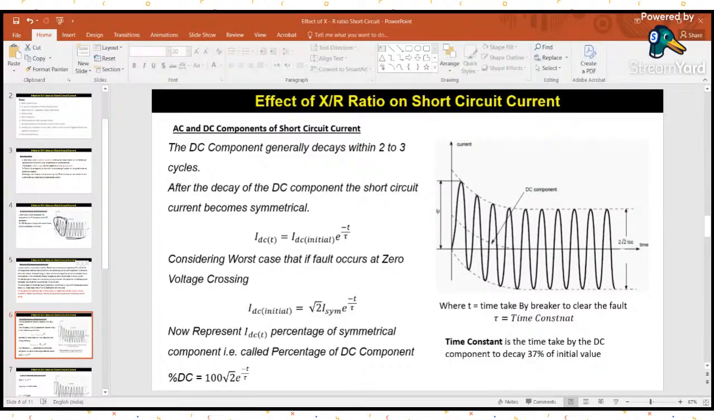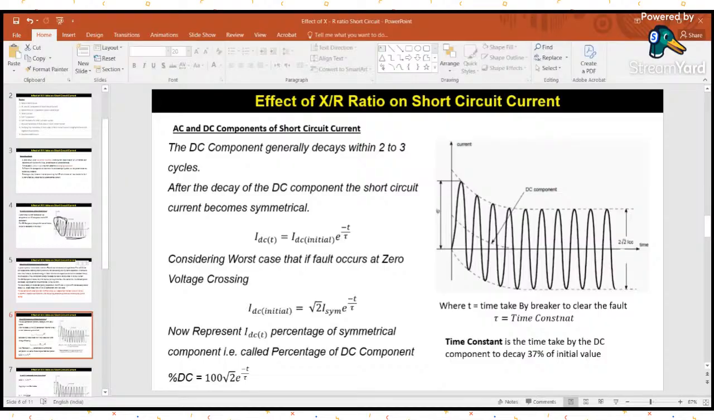I_DC is equal to I_DC initial e raised to the power minus t divided by tau. Tau here is the time constant. Time constant is the time taken by the DC component to decay to 37% of the initial value, and t is the time taken by the breaker to clear the fault. Whenever we design any protective system, we take the worst case. So I have considered the worst case, that if the fault occurs at zero voltage crossing, our current will be maximum.